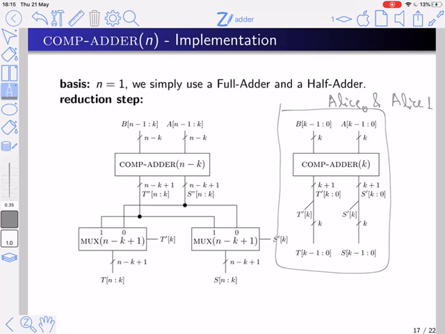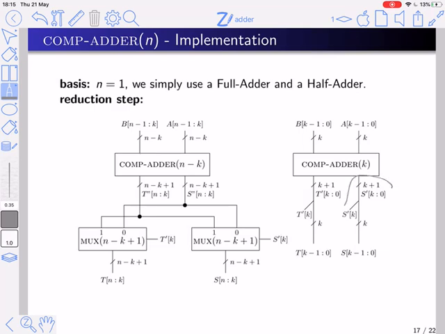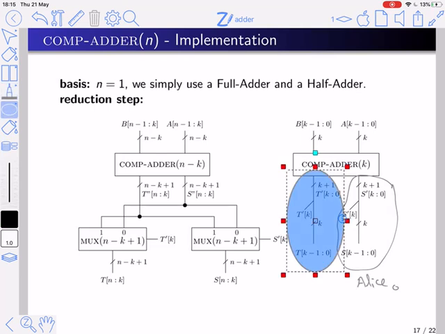So you see, let me draw it a little bit differently. It will be more instructive. This is the part that Alice 0 does, and this is the part that Alice 1 plays.